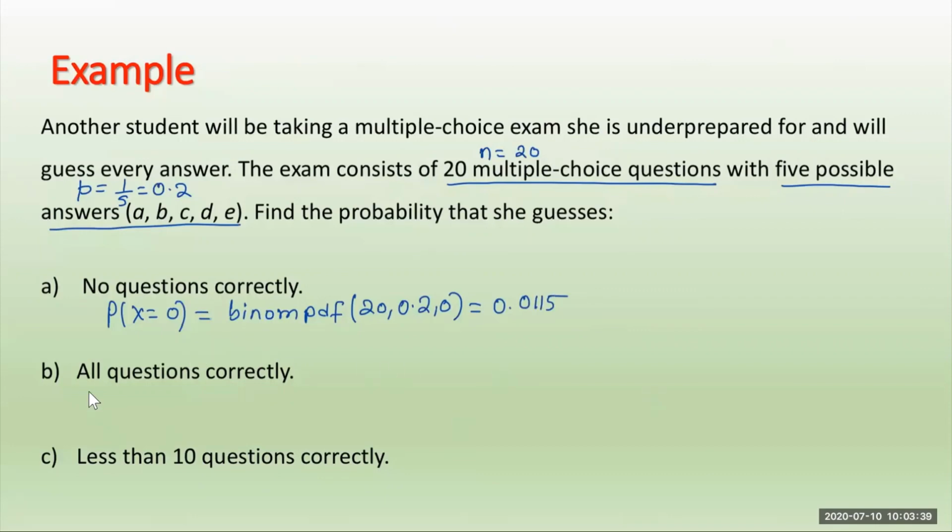Now let's look at B. In B, all questions correctly. That is the probability that X is exactly equal to 20. So this will be binomial PDF, 20 total, 0.2 is the probability. We are calculating the probability that all questions are answered correctly, so that will be 20. Please type that in your calculator. Don't fix your calculator to any decimal places. Just find whatever you get.